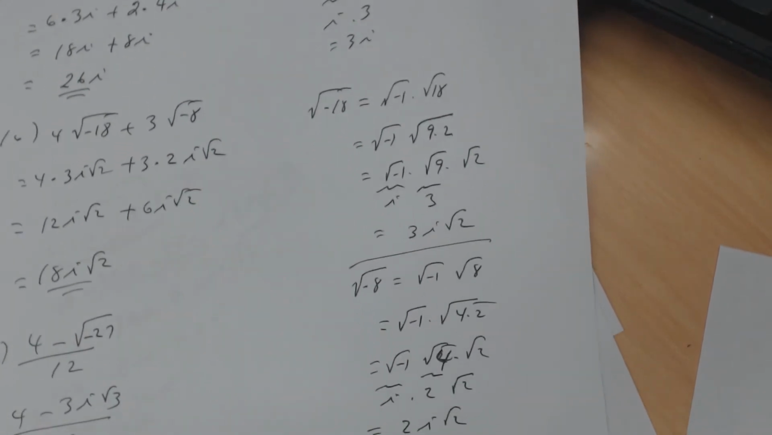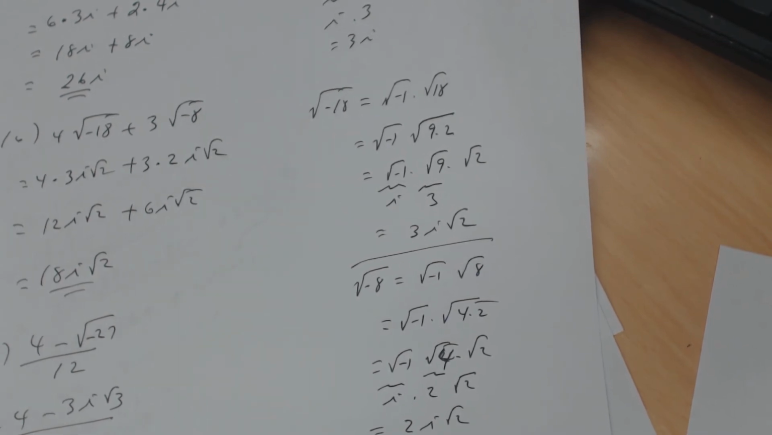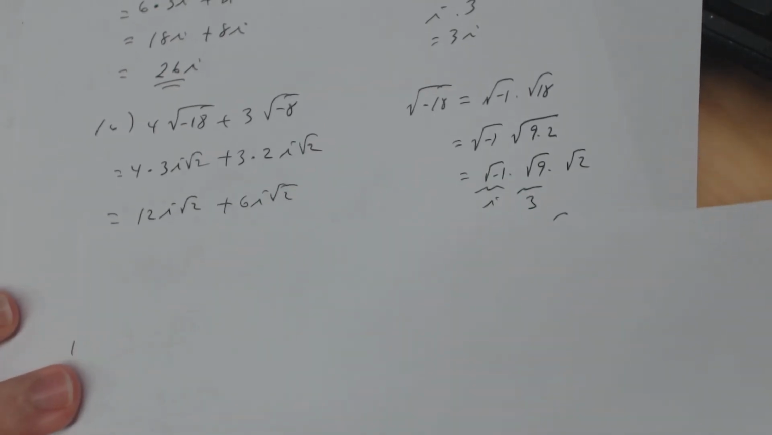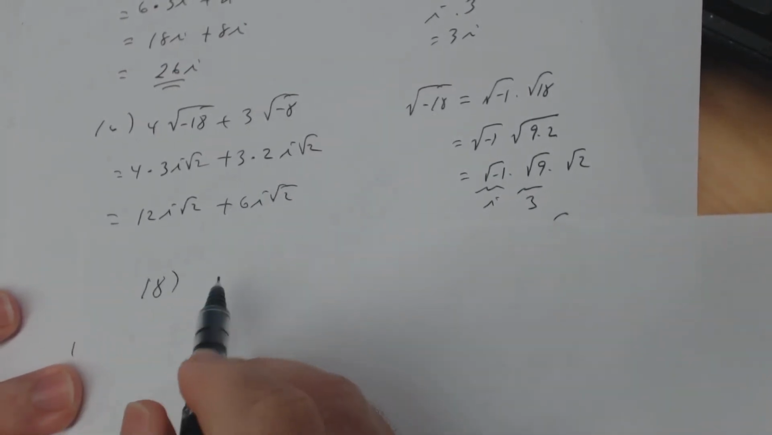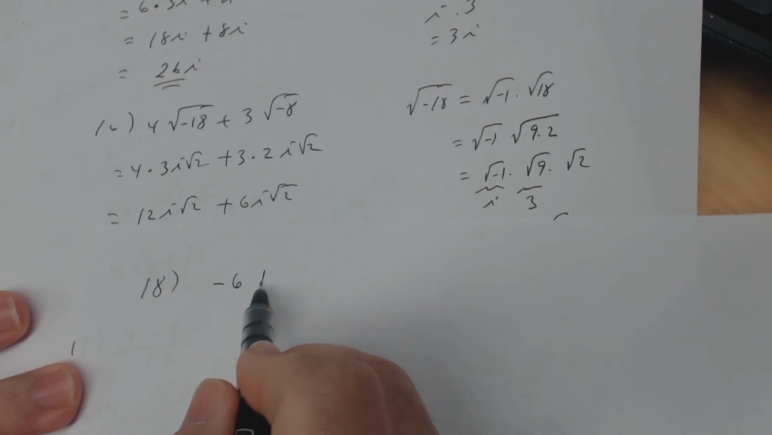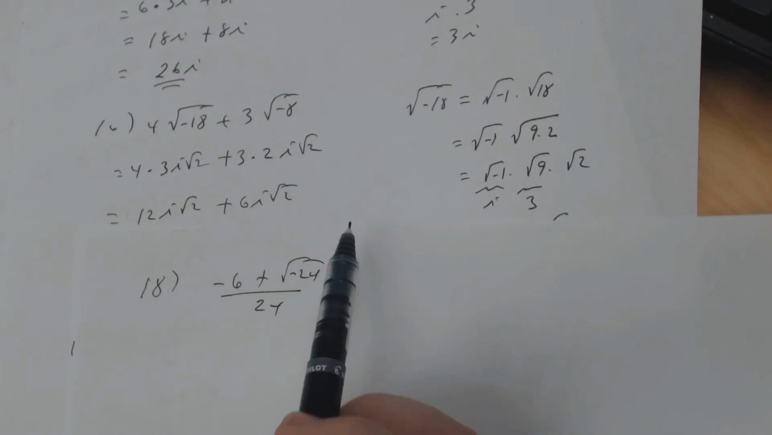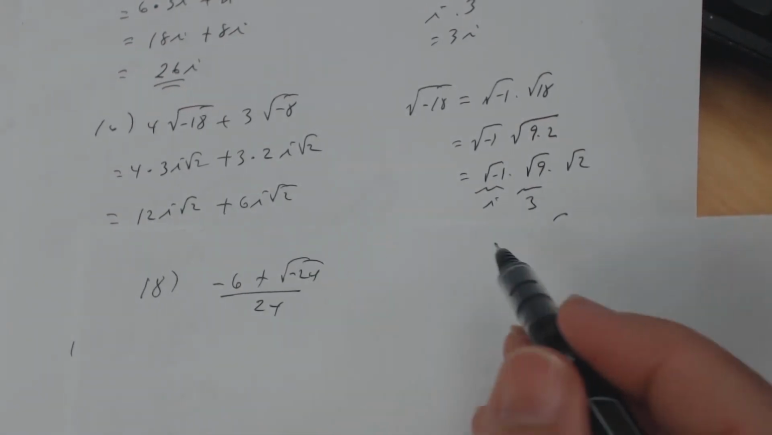Okay, number 18. You have negative 6 plus the square root of negative 24, over 24. Again, just like we did the others, you're going to figure out what the square root of negative 24 is.